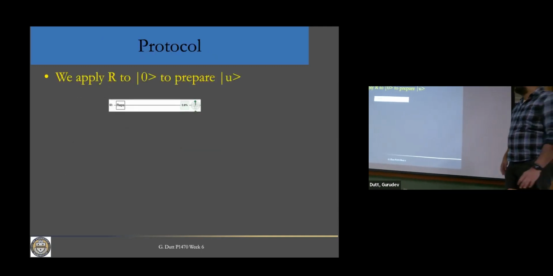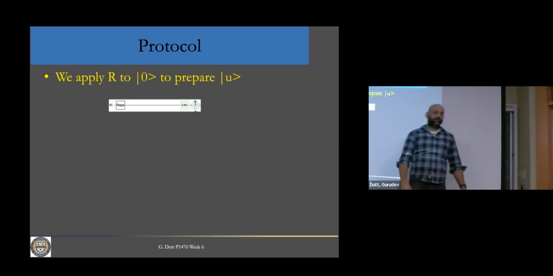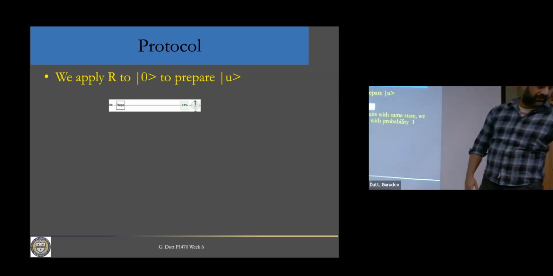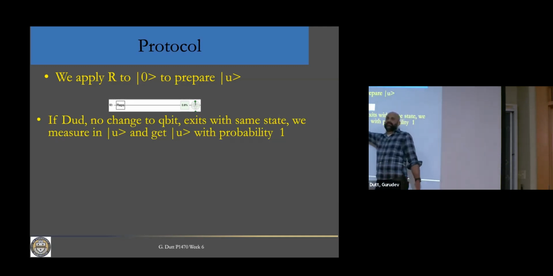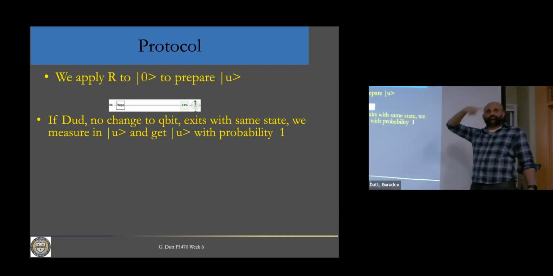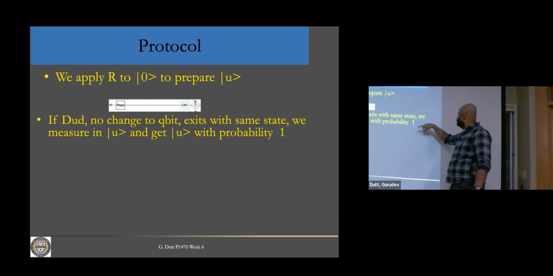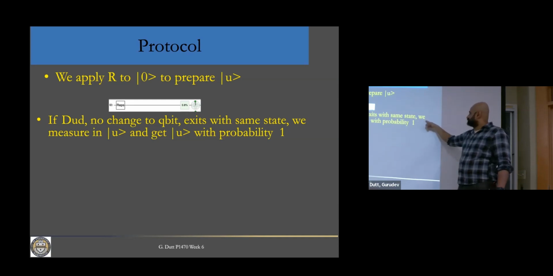So here's the protocol. We apply R to the state 0 to prepare U, which you can do, for example, in Qiskit or just in Python or any other language. If it's a dud, nothing happens to the qubit. The qubit just goes straight through and exits. This is one round of that loop, basically. I'm just doing one round of the loop, that is, we don't loop at all. It exits with the same state because it's a dud.